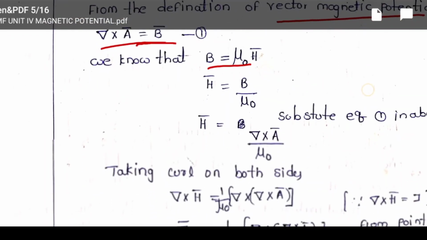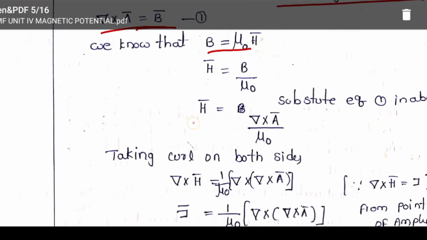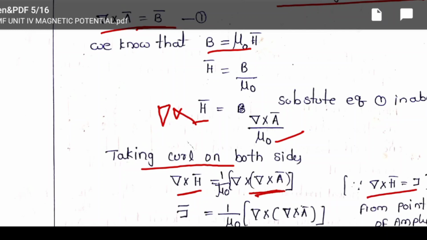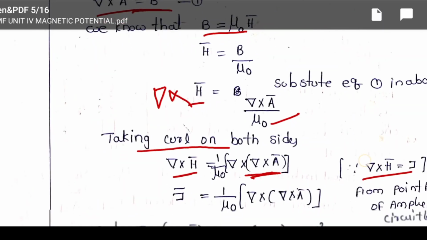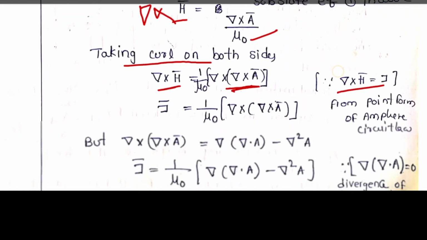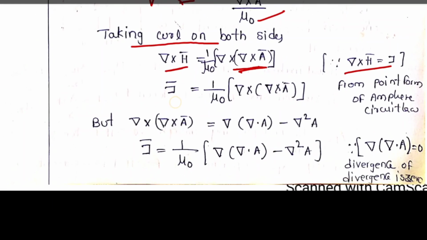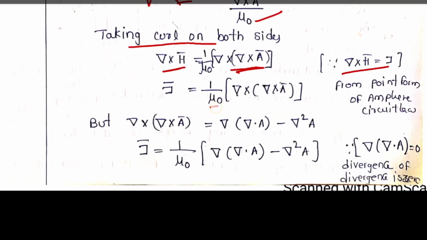Therefore, substituting B equal to del cross A, H bar equal to 1 by mu naught del cross A. We derived this previously also for vector magnetic potential. Now taking curl on both sides, del cross H equal to 1 by mu naught del cross del cross A. Del cross H equal to J bar, as you already know, is the point form of Ampere circuital law. Therefore, J bar equal to 1 by mu naught del cross del cross A.